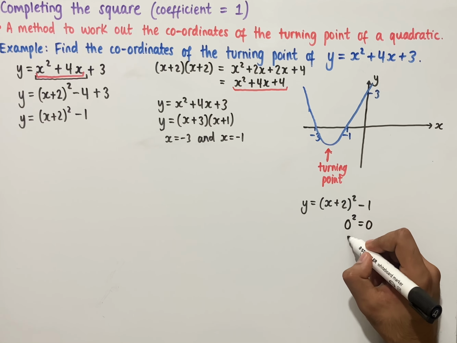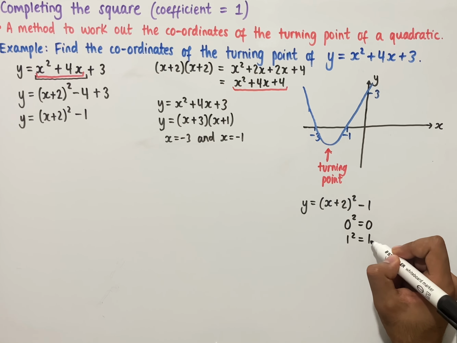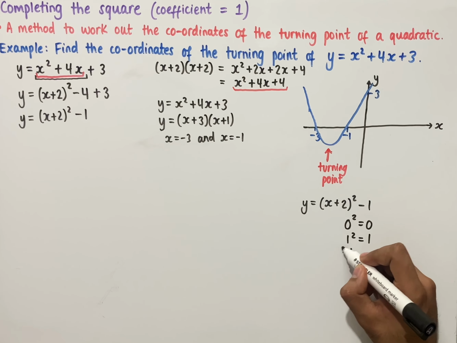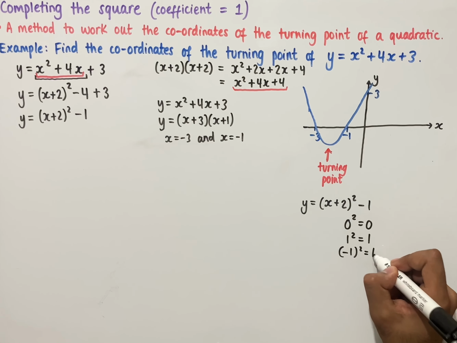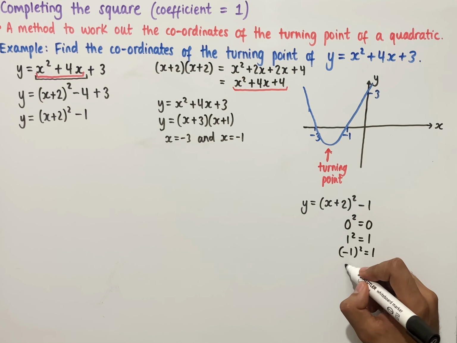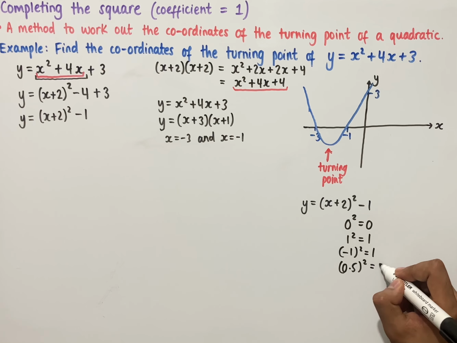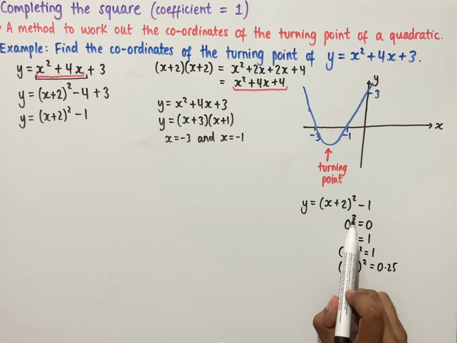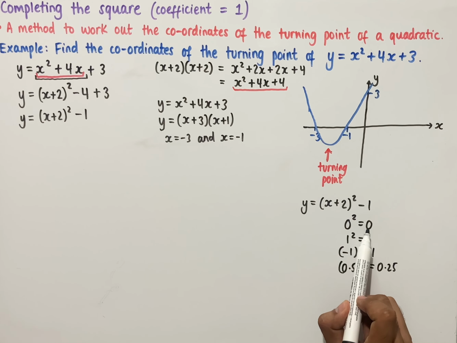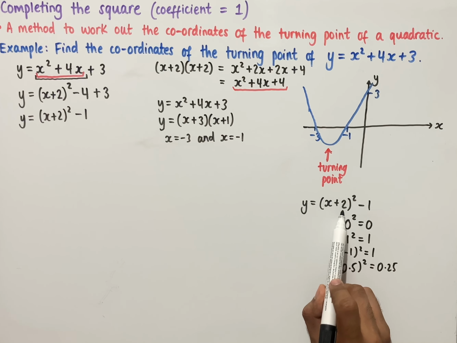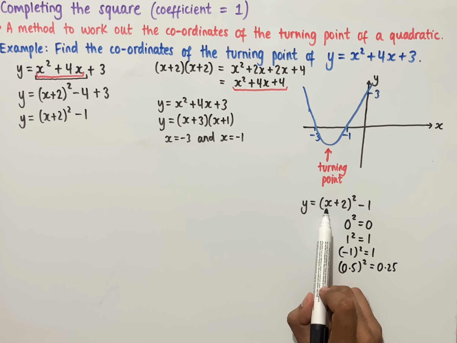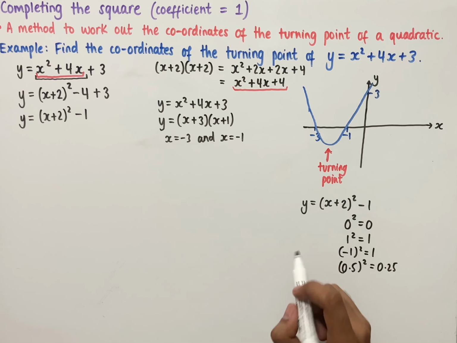So for example, 1 squared is equal to 1, which is bigger than 0, or minus 1 all squared is equal to 1, which is bigger than 0. Or say if we had 0.5 all squared, we end up with 0.25, and so on. So because we've just seen that 0 squared is equal to 0, which makes this as small as possible, then we need to make the bracket here equal to 0, and then solve.